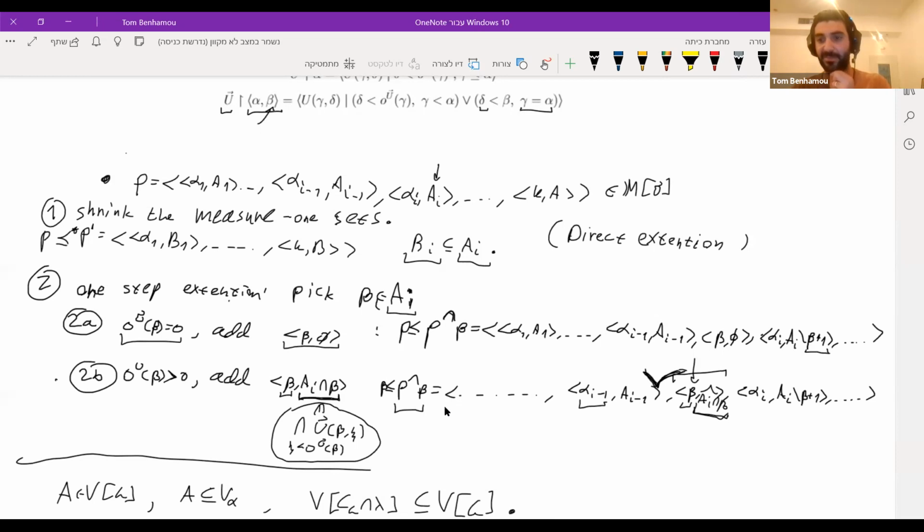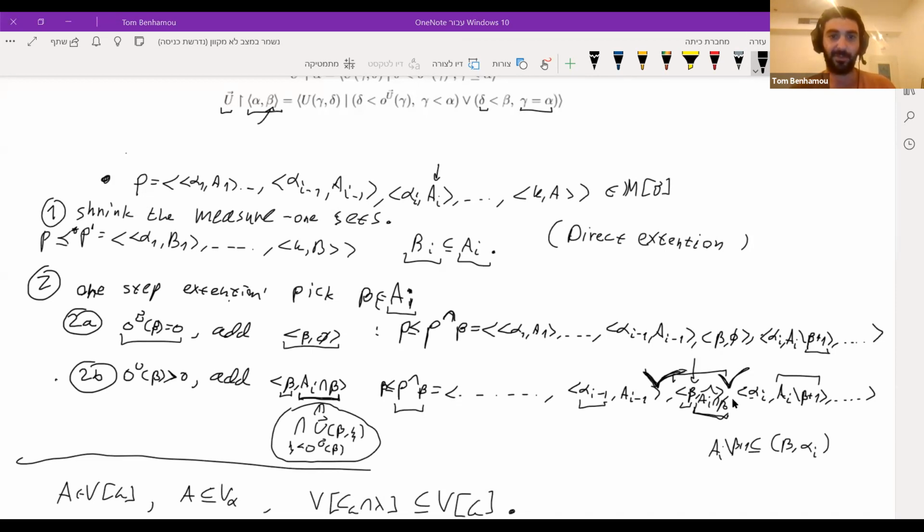Does it make sense? No, I mean, why do you need to do AI minus beta plus 1? Because now this set will provide candidates in this interval, which is ordinals between beta and alpha I. So AI would be a subset of the interval between beta and alpha I. Sorry, not AI, AI minus beta plus 1. This is a mistake. Okay, I got it. Thank you. Sure. Any other questions?